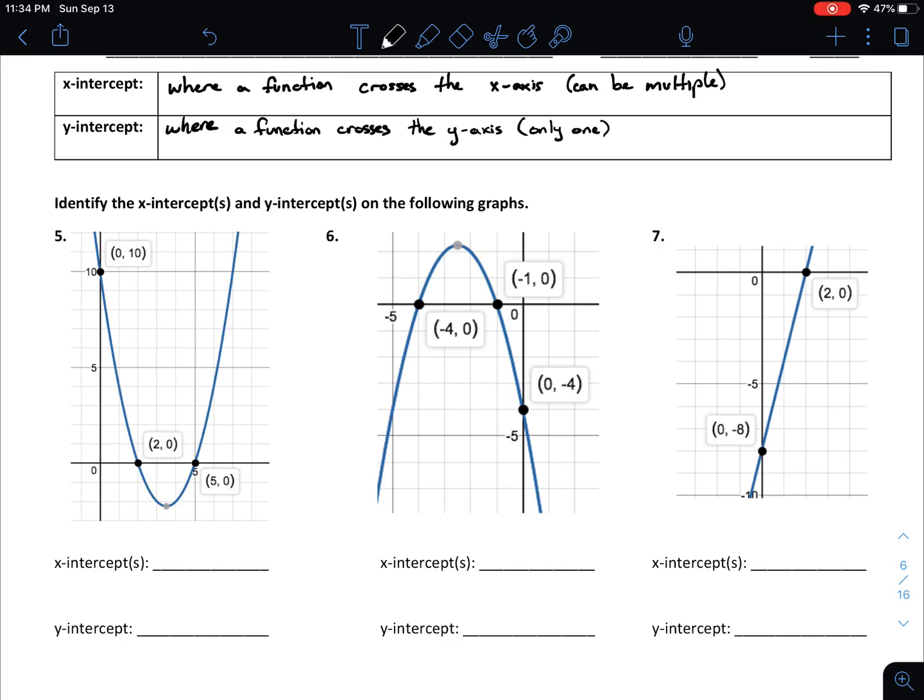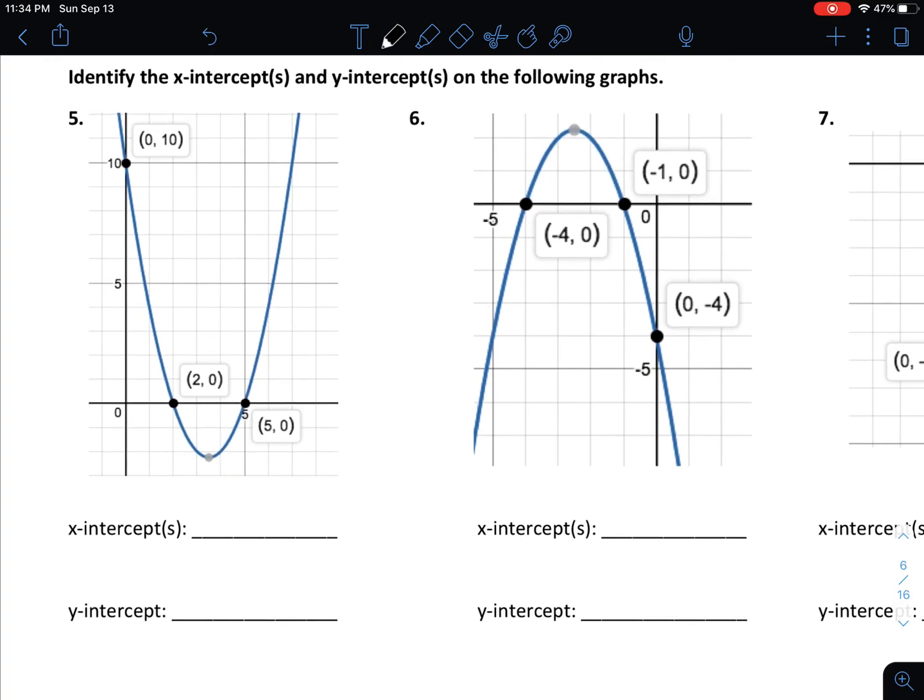For example, on number 5, if you had 2 points that cross through your y-axis, then if you drew a vertical line, it's going to go through both of those points, and that's no longer a function. That's not a problem with x-intercepts. We don't have to worry about that with those. So on each of these graphs, let's identify the x and y intercepts.